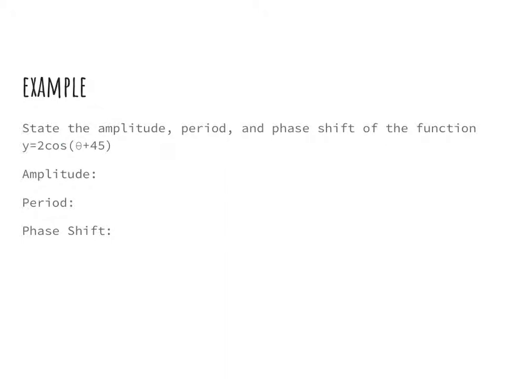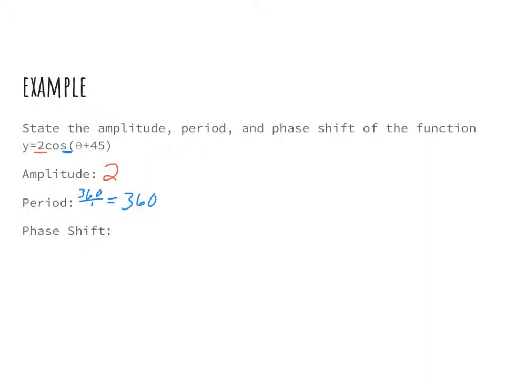So again, we've got another example here. We've got 2 times the cosine of theta plus 45. Again, looking for amplitude, we take the number in front. That's a 2, so our amplitude is going to be 2. For the period, again, take the number in front of the parentheses. There isn't any, so again, there's going to be a 1. So I'm going to take 360 over 1, which just gets me 360.